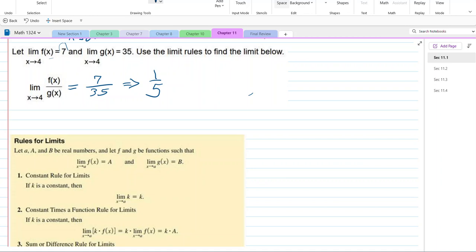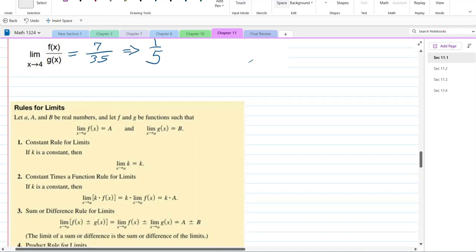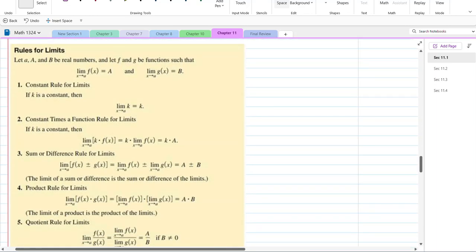All right. So let's look now at some rules of limits. This is important in figuring out more about limits. All right. We haven't done any real calculus, but this is calculus.